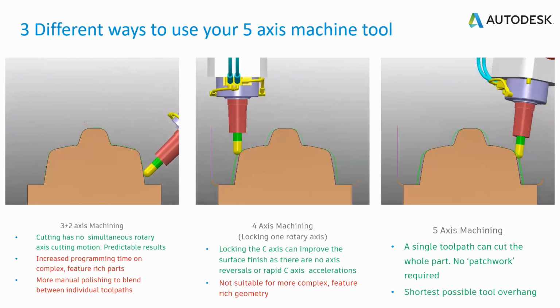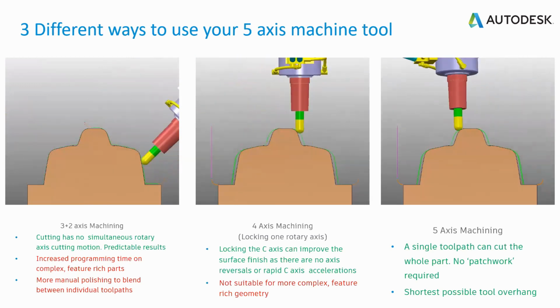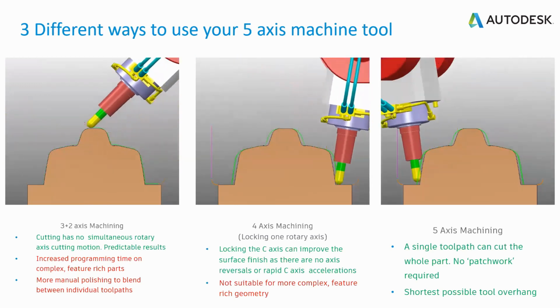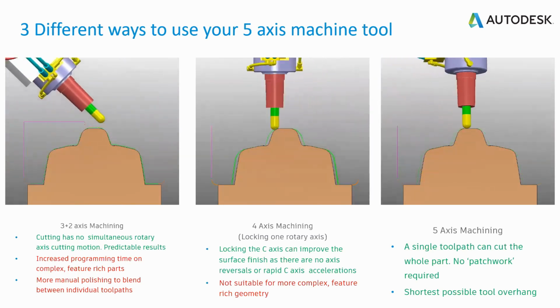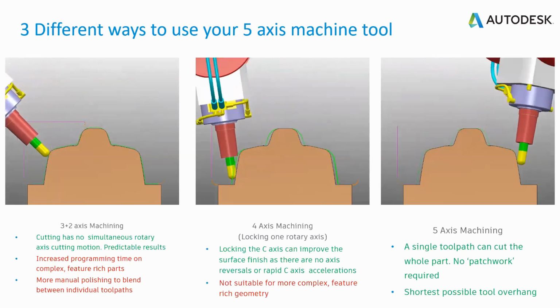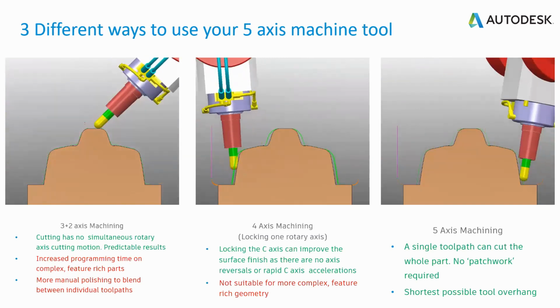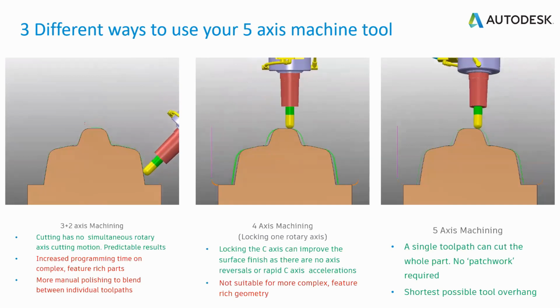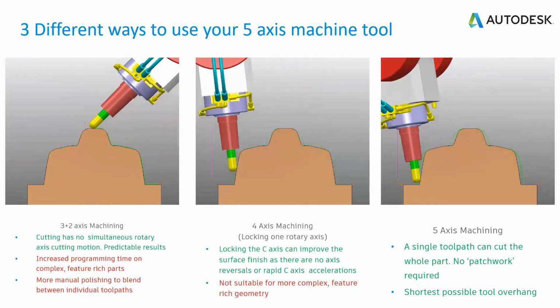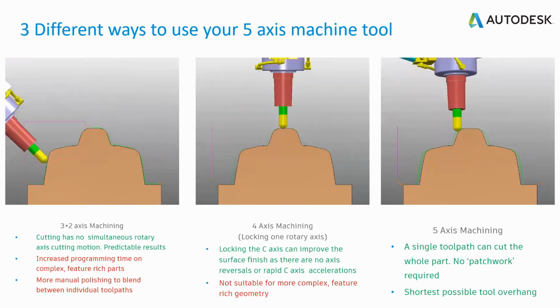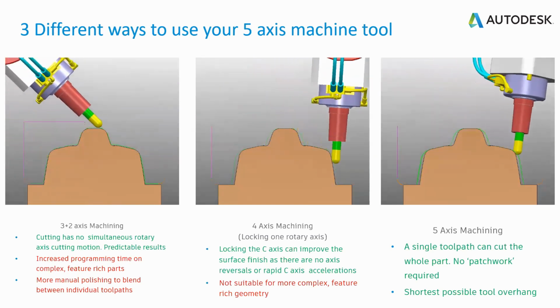The next one is 4-axis machining. Here, by locking one of the rotary axes, mostly the C-axis, the surface finish will increase as there is no axial reversal, or you can say singularity, so there are no rapid accelerations. But at the same time, it is not suitable for more complex and feature-rich geometry.